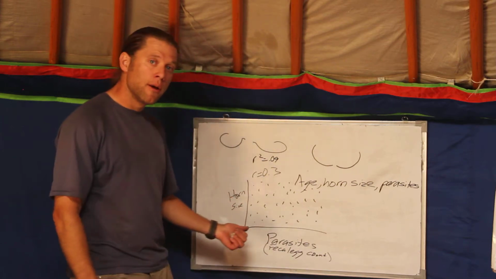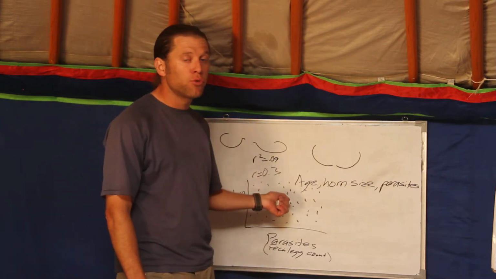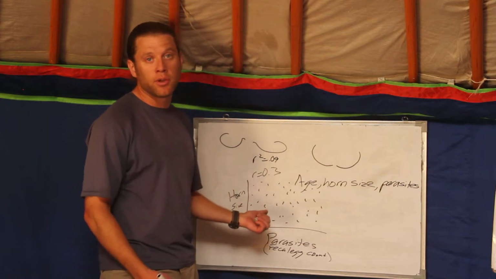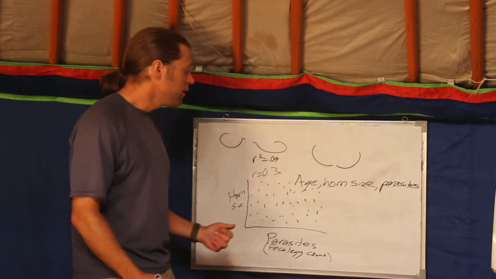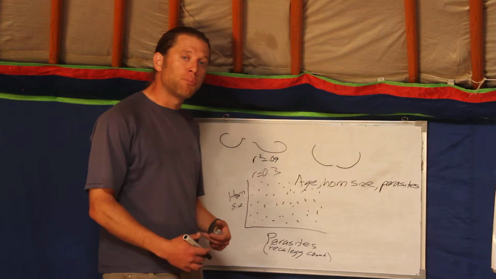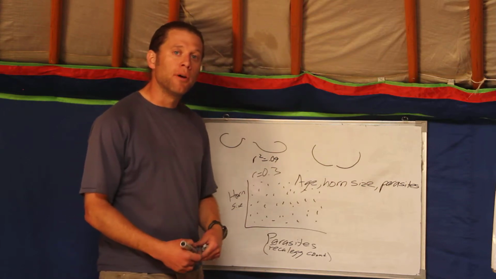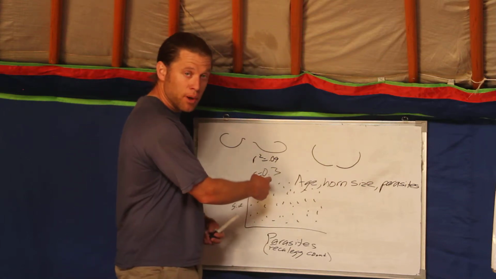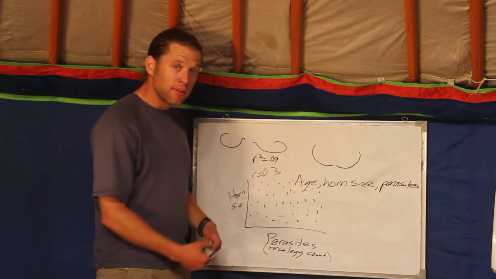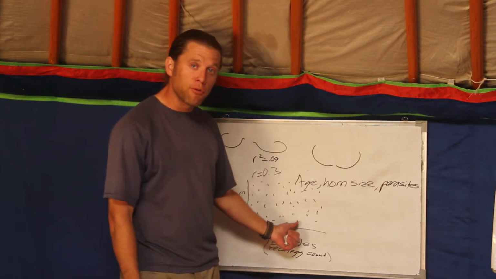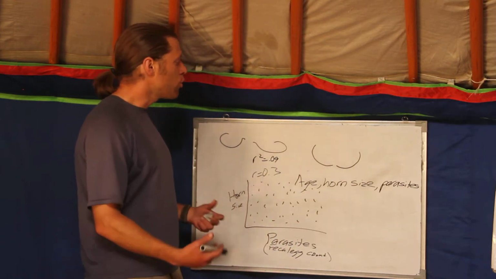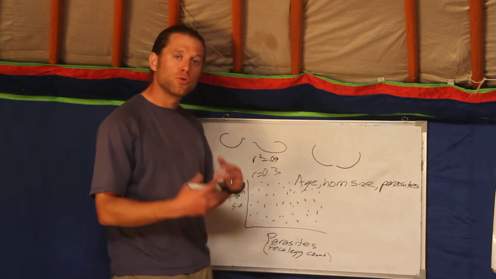So the point is that you would expect to see almost no relationship. In fact, you would expect to see no relationship, and at best, you would expect to see a very weak relationship. So the fact that they saw a relationship at all, a weak one, means that parasites must actually have a pretty strong effect, because there's so many things that affect horn size.